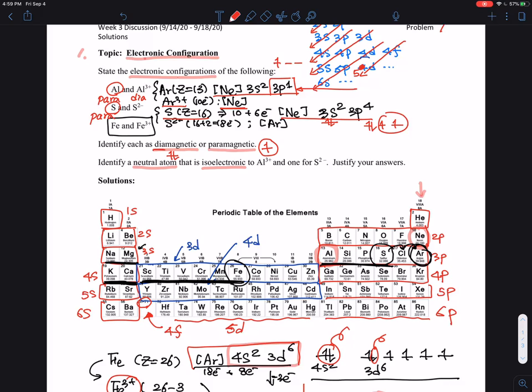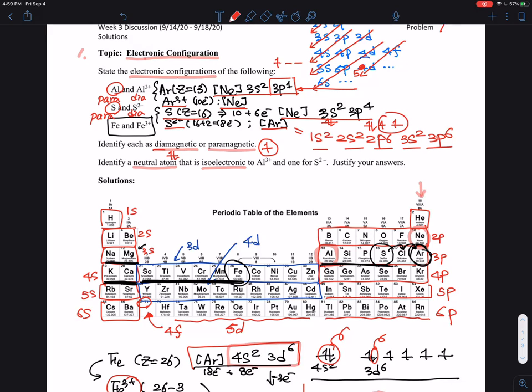Okay. And what about the S2 minus? S2 minus, just like argon, everything is paired up. Argon, in a way, is 1s2, 2s2, 2p6, 3s2, 3p6, right? All the orbitals have even numbers and are all paired up, completely filled with electrons, so that's a diamagnetic.